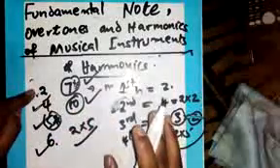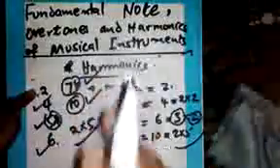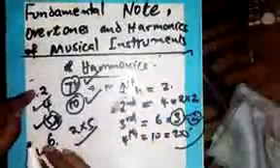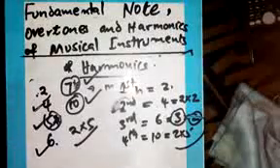That's why we can comment that not all overtones are harmonics, because of their definitions. Overtones are any frequencies higher than the fundamental. For harmonics, the frequency must be a multiple of the fundamental. I hope you have understood that part.